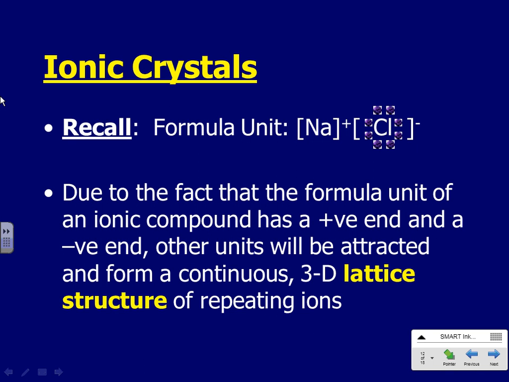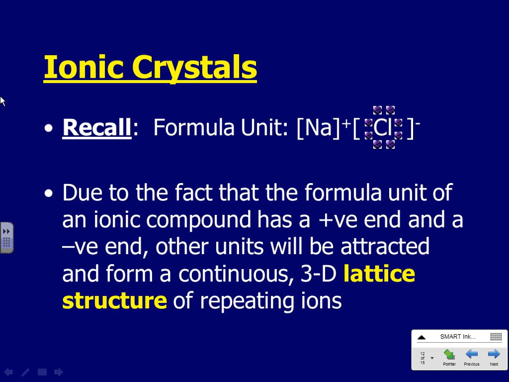Due to the fact that the formula units of an ionic compound has a positive end and a negative end, other units will be attracted and form a continuous 3D lattice structure of repeating ions. What a great scientific paragraph. All kinds of cool words in that one. Essentially, what does it mean? Because we have opposite charges in an ionic compound, the ions will clump together. They will clump together with repeating positive, negative, positive, negative, positive, negative. And that clumping together forms what we call a lattice structure.